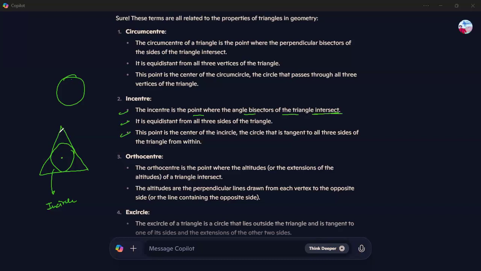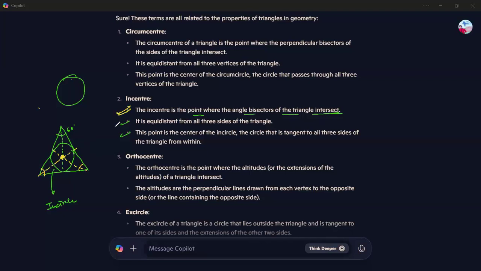Angle bisector means, if this is an angle, let's say 60 degrees, and I draw a dotted line, it will form a 30 degree angle. Like this, it will bisect the 60 degrees into equal parts of 30 degrees. This dotted line is the angle bisector. Is this point clear? Yes, sir. The angle bisector for each vertex will all intersect at the incenter. That is the first property.